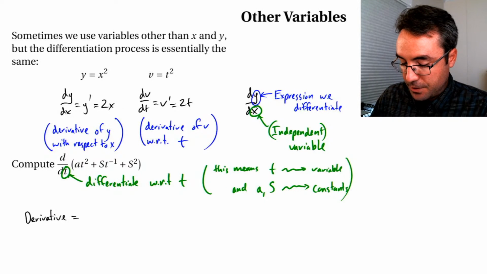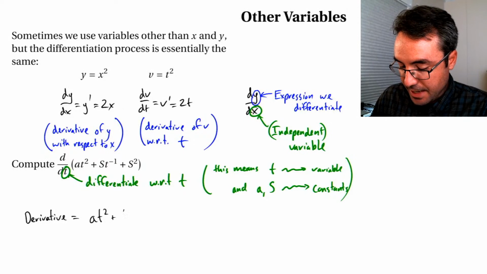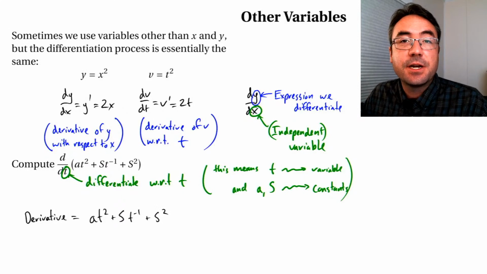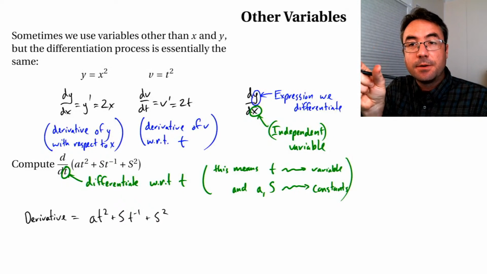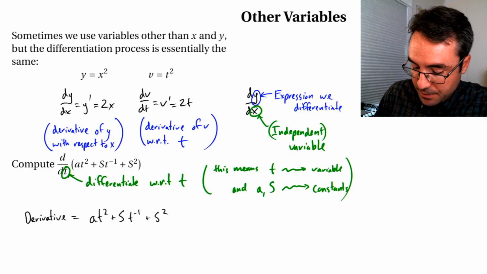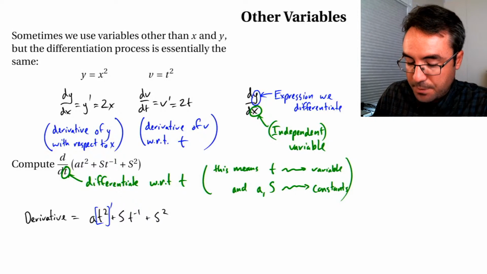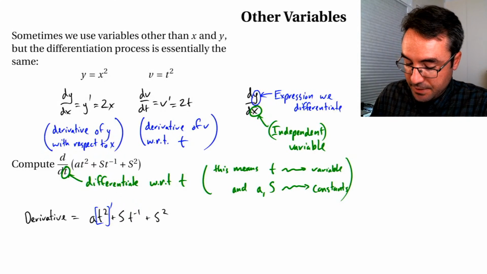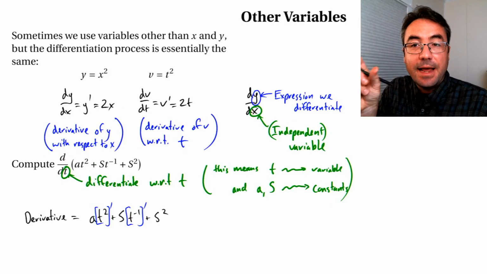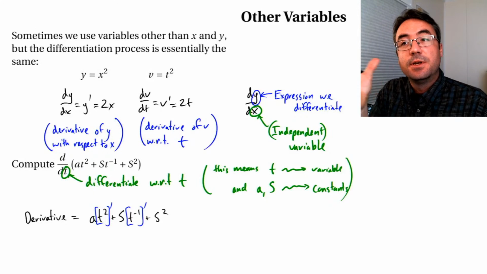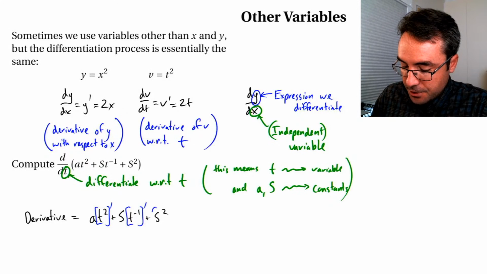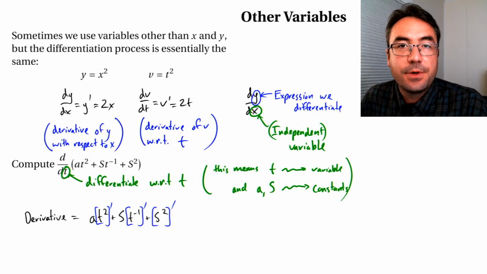So let's just rewrite our function, at squared plus st minus 1 plus s squared. And we know t is our variable, so we're just going to go term by term and apply the derivative to each of the variable terms that we see. So in the first piece here, we're going to apply the derivative to t squared. In the second piece, we're going to apply the derivative to t to the minus 1. So a and s are just constant multiples, so that's why we're putting them outside of the brackets. And then there's no variable term in that last one, so we just apply the derivative to the whole thing.